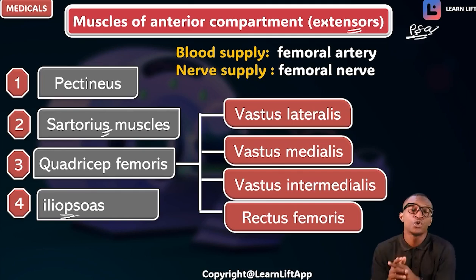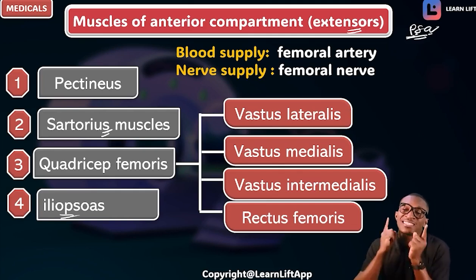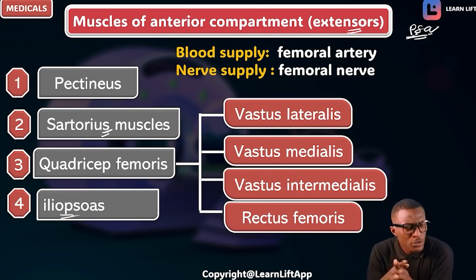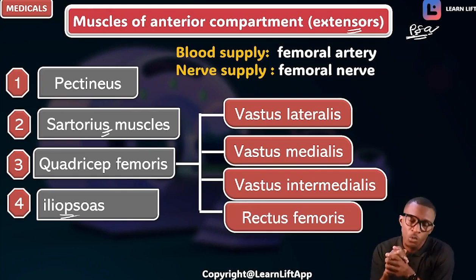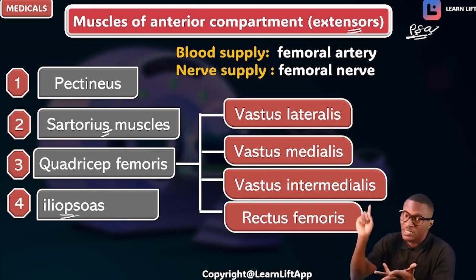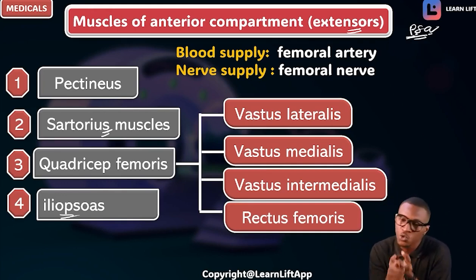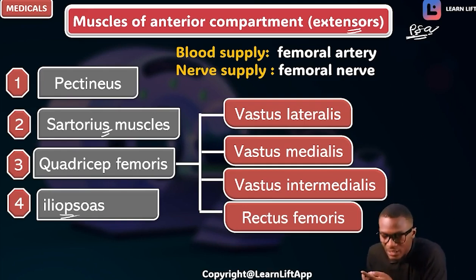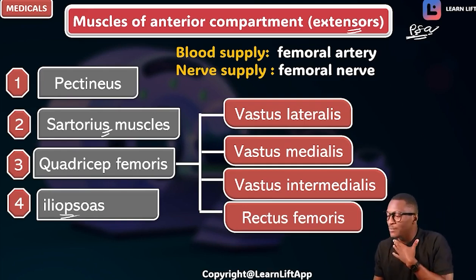So femoral artery. I'm going to show you how the external iliac artery, at the point of the inguinal ligament, becomes the femoral artery. We want to talk about this under the overview of the blood vessels. So after muscles, we'll go to blood. So everybody, what are the anterior compartment muscles? We have the pectineus, the sartorius muscle, the quadriceps femoris muscle, the iliopsoas muscle. And we said that the quadriceps has 4: the vastus lateralis, the vastus medialis, the vastus intermedius, and the rectus femoris.